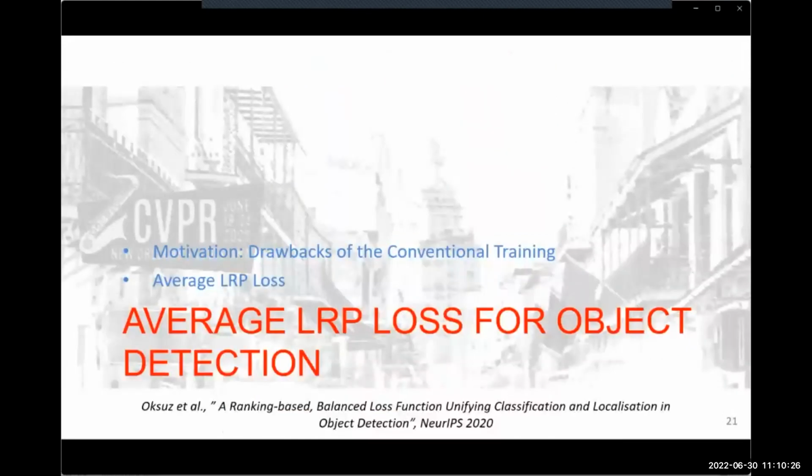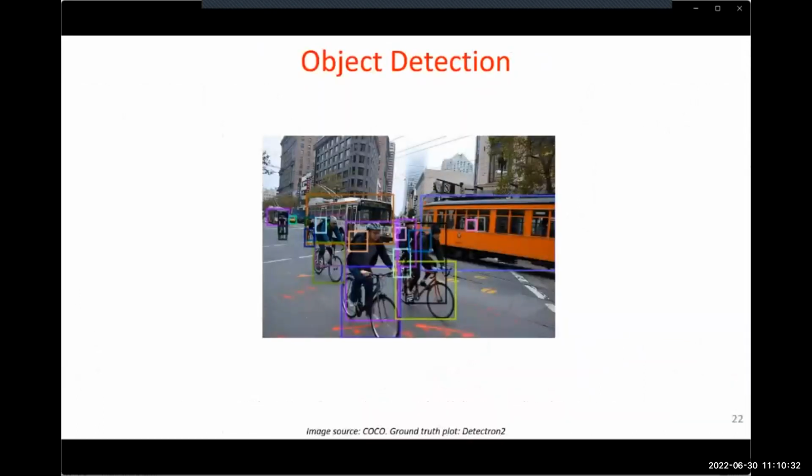Next, I will continue with average localization recall precision loss, average LRP loss in short. Average LRP loss is designed specifically for object detection, in which the aim is to classify each object in an image also by localizing them by bounding boxes.